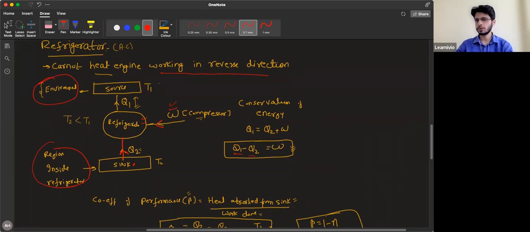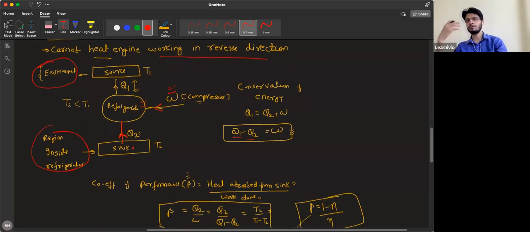Here, we don't use efficiency. We use the coefficient of performance. The coefficient of performance is the heat absorbed from the sink divided by the work. This is known as the coefficient of performance. The greater the value of beta, the better your refrigerator. Efficiency can never be greater than 100%, so it will never be greater than 1 as a fraction, but the coefficient of performance can have any value. It can be 10, 20, 30, any value.